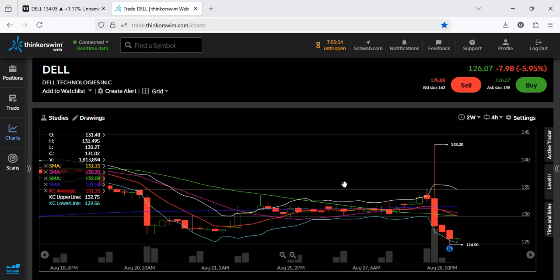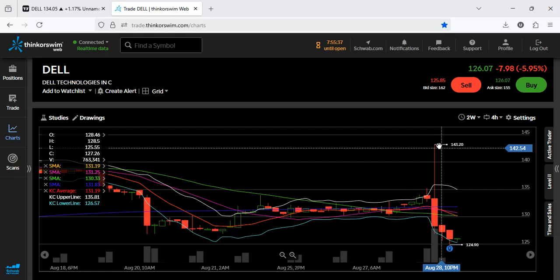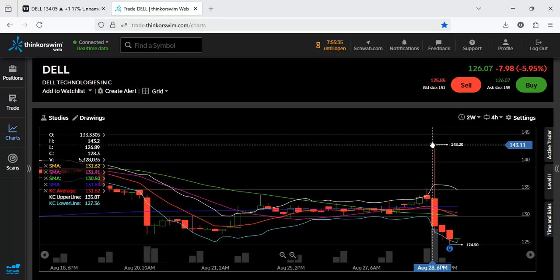Dell stock is down 5.95%. This is Friday, the 29th of August, still the post-market session of Thursday, the 28th. In that session, the stock had quite a volatile session. Graphically, it looks like a volatile one.